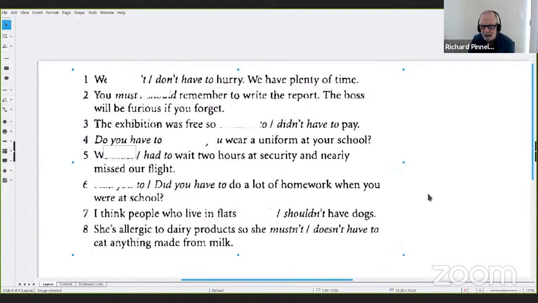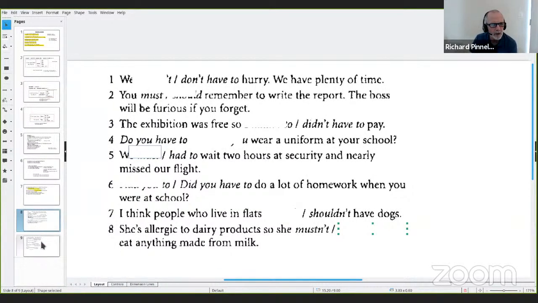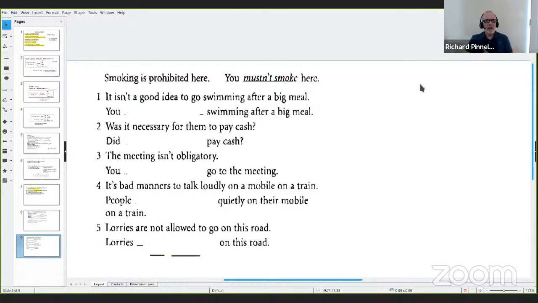Entonces we're going to start with this. I can't see it. I don't know why, but I can't draw over these things. That's it, yeah. Okay, very good. I think we got some more questions here. Aquí tenemos que poner aquí should, must, mustn't, have to, don't have to in los espacios.